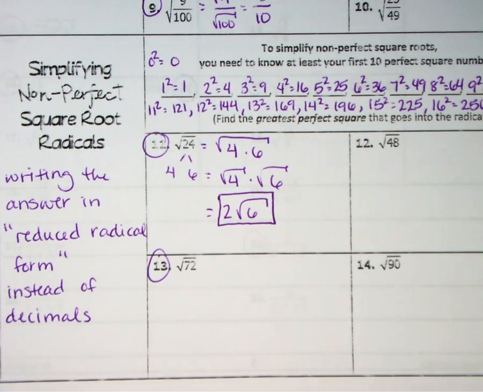So that's what you want to do. You want to take a number, break it down into its factors, and try to find these perfect squares hidden among the factors. And if there's more than one perfect square, you are looking for the biggest perfect square.